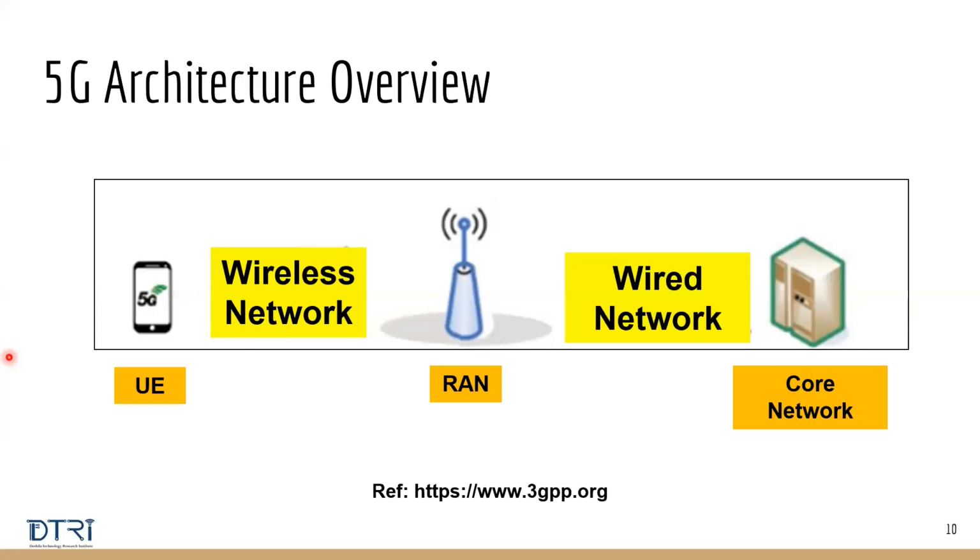I hope this is clear. So when we are talking about wireless communication, it is about this communication. This radio access network and the UE communicate using the 5G spectrum, which is allocated. Then the RAN is connected to something called the core network.